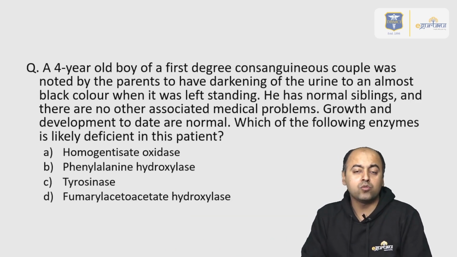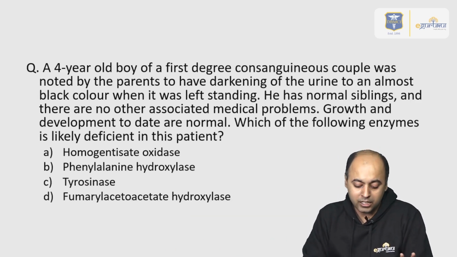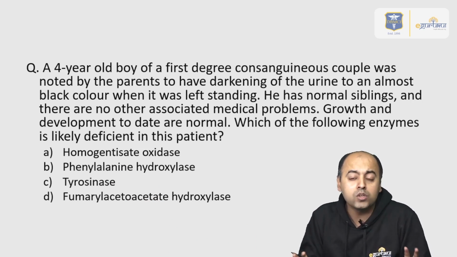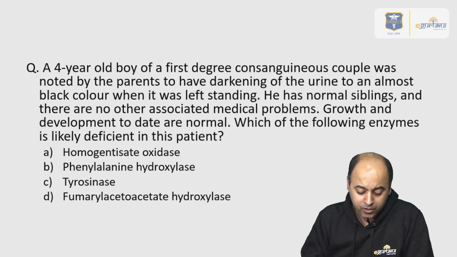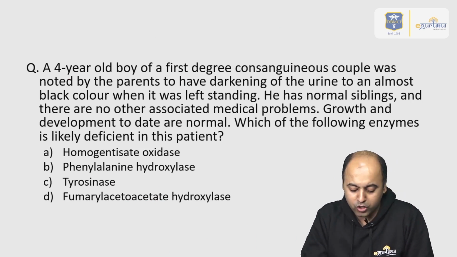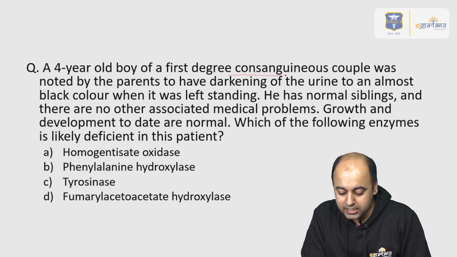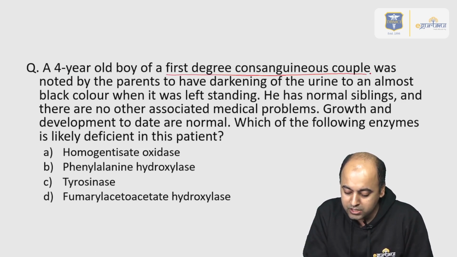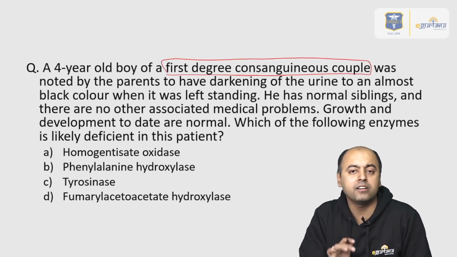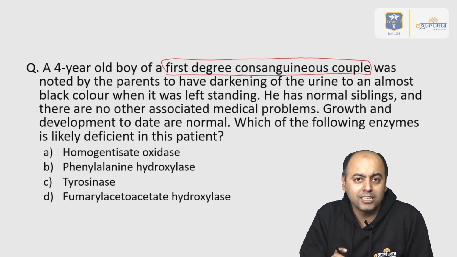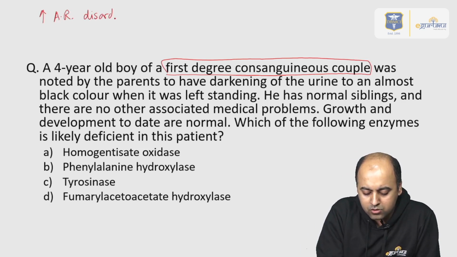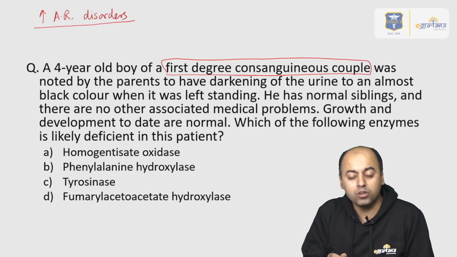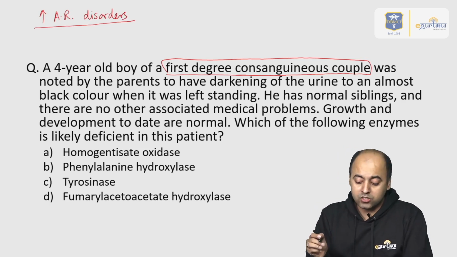Okay. Now, we move on to some of the very important clinical questions which were there in the exam, long questions. All of you know that long clinical questions were there in the NEET exam this year. Okay, first question, 4-year-old boy of a first degree consanguineous couple. So, when we say consanguineous couple, what we are trying to emphasize is there will be likelihood of increased incidence of autosomal recessive disorders, more likelihood of autosomal recessive disorders.